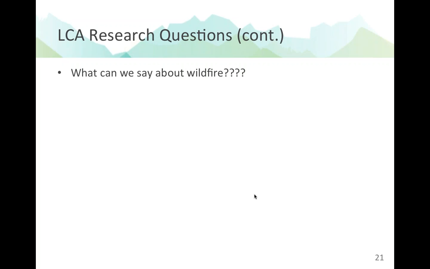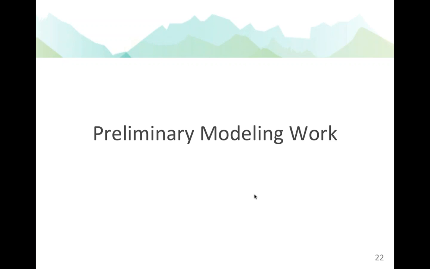We're actually still struggling with this a little bit as a group, trying to figure out exactly how much we can say about this issue. So this is definitely a work in progress. But if you advance to the next slide, I'll talk a little bit about the preliminary work so far.